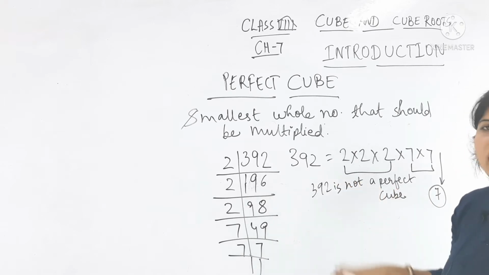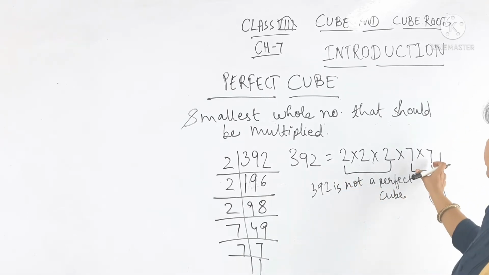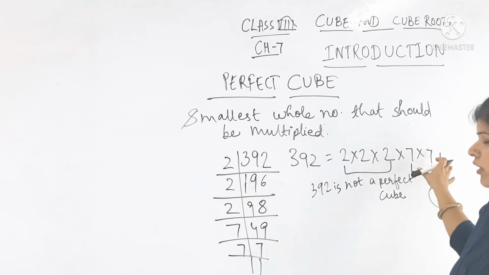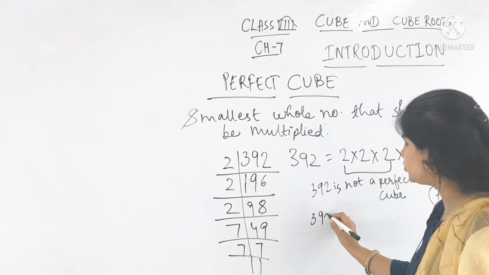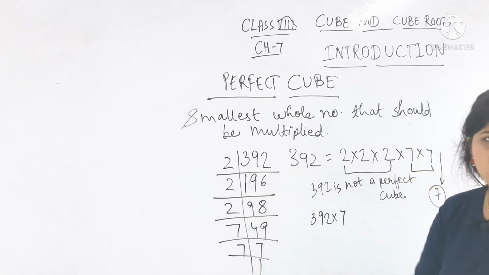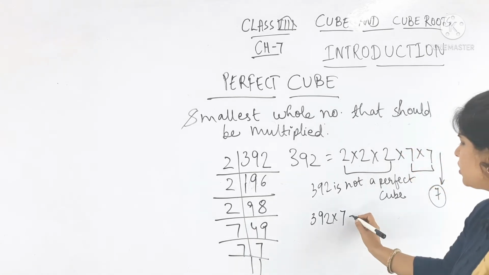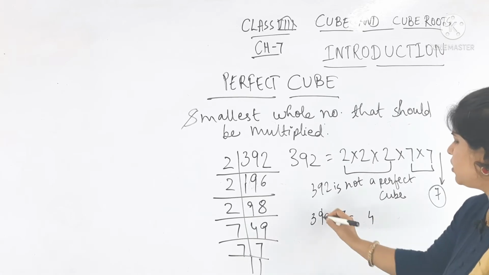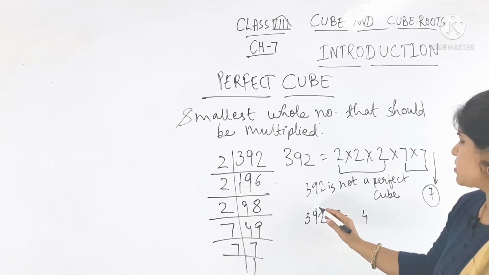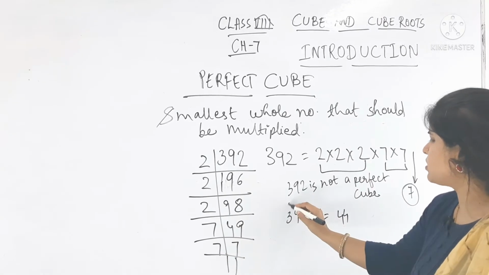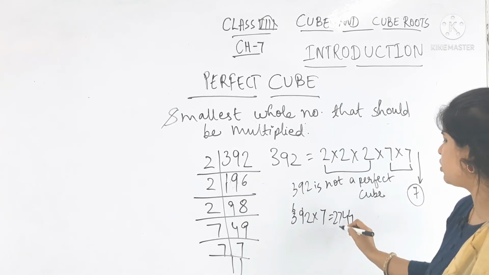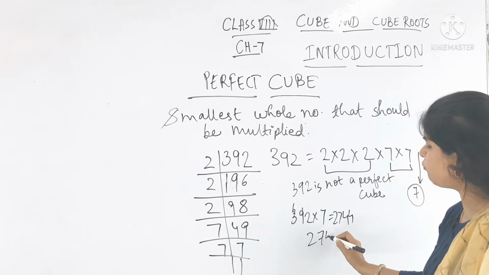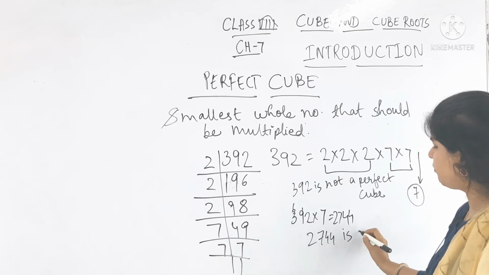So which number do we have to multiply here? Here you can see one 7 is missing for the triplet of 7s. So what do we have to multiply? 392 into 7. Here 7 2s are 14, 14 into 7 is 98, 7 9s are 63, 64... 7 3s are 21 and 27. So I will get 2744, which is a perfect cube.